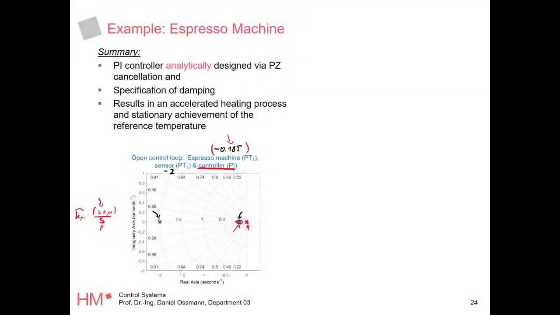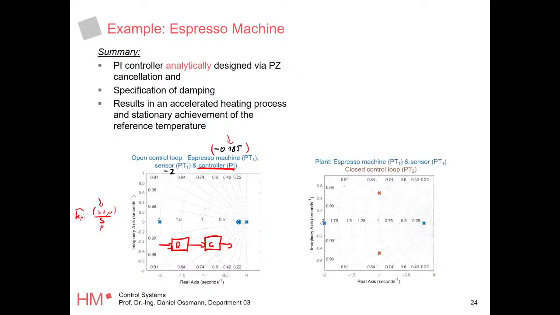Okay, so what we actually see here is the pure open loop, right? We have R multiplied by G. This is what this picture tells you. Not yet having the loop closed. It's really just your espresso machine multiplied with the controller. Okay, and now what we did is we then closed the loop. So this guy here is basically taking our controller and closing the loop around.